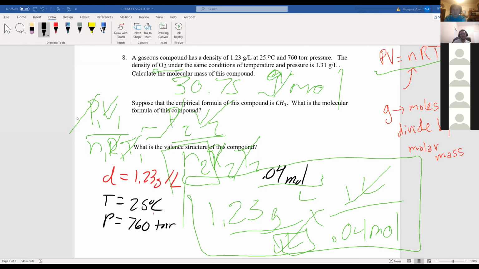Any other questions? Just keep in mind, this is the first part for A. That's not the molecular formula or valence structure yet. So Alan, you can take it away now.